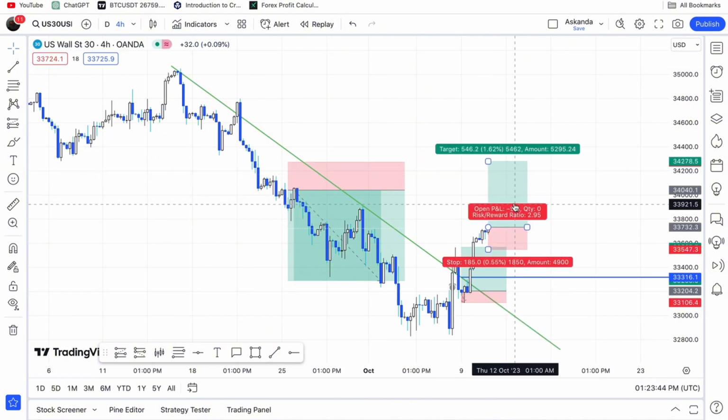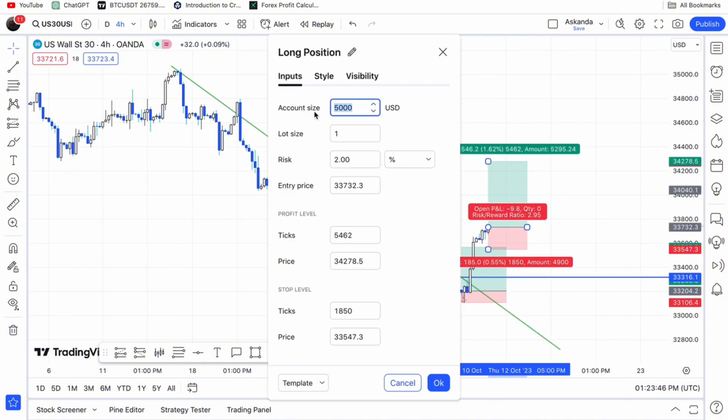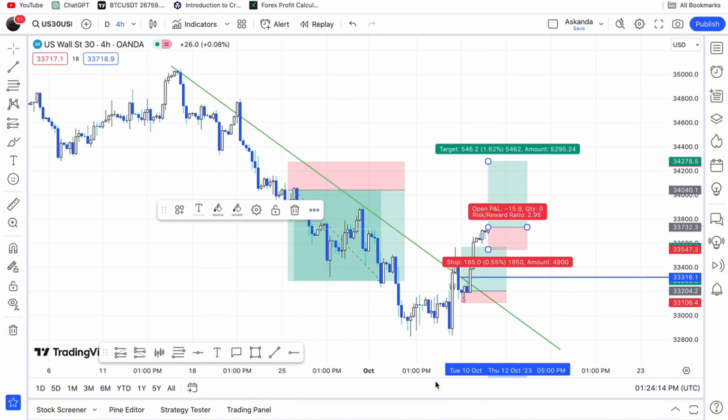So when you do this, now you double click. When you double click, you enter your account balance. So let's say you have $5,000, and you are going to risk 2% of your account. So you just type in 2%. We know our take profit to be around 34,278. That's our take profit. Our stop loss will be $33,548. Now we click on OK.